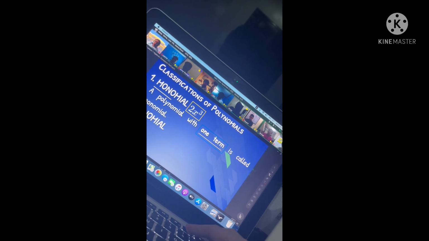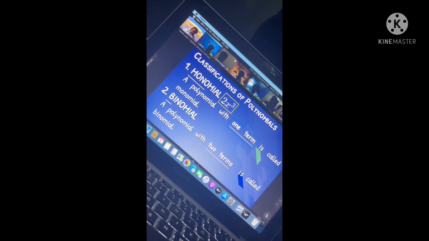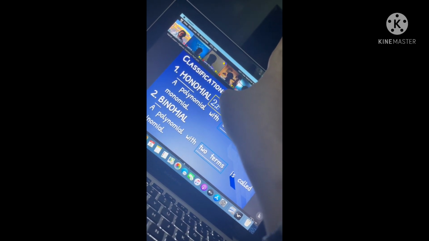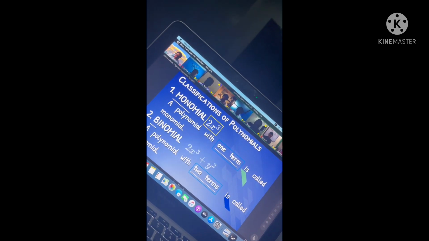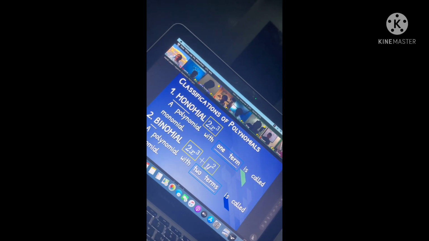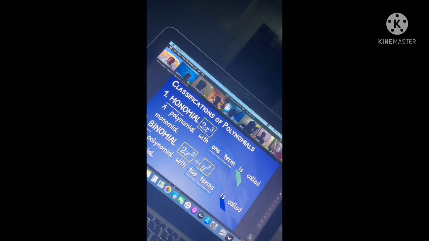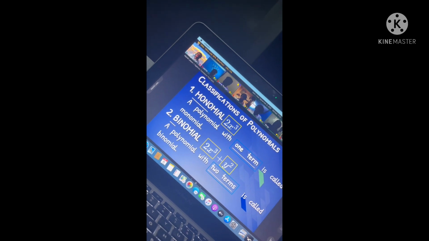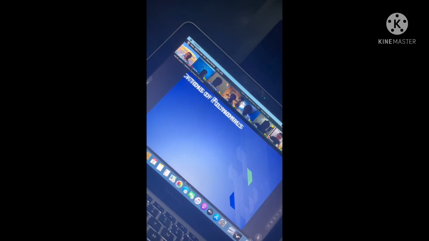And then, a binomial is a polynomial with two terms. Okay? Two terms. A polynomial with two terms is called binomial. For example, 2x cubed plus y squared. So, meron tayong dalawang terms dito which is separated by plus. So, 2x cubed plus y squared. So, there are two terms.